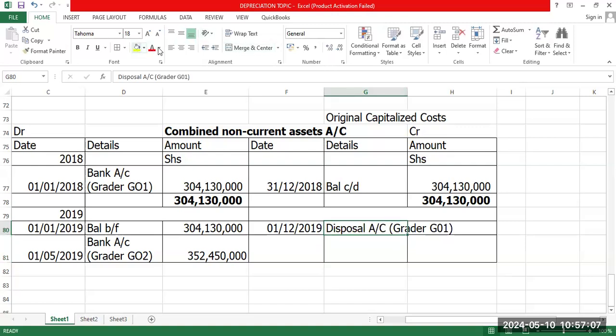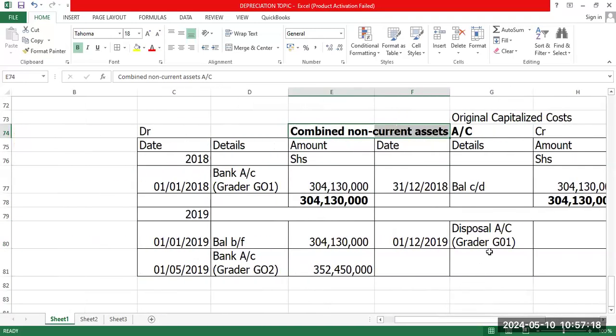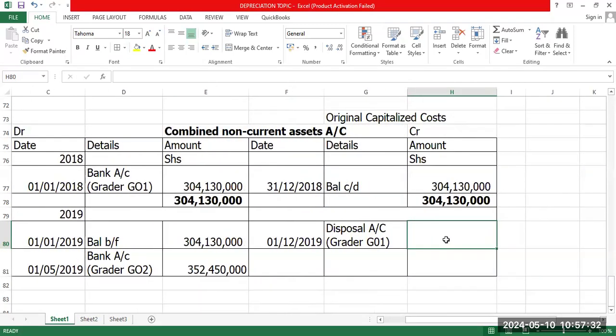And when you're handling the asset account, we don't record the disposal amount here. The reason is that we are actually removing the asset in our records. So you record the value, the capitalized cost of grader 1. This is what we are actually removing. And the capitalized cost of grader 1 was how much? This one.